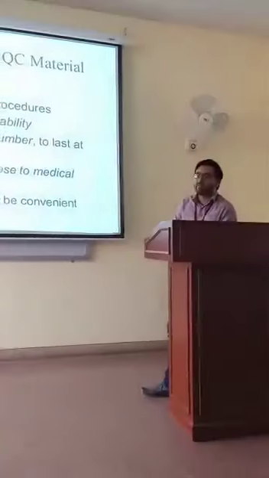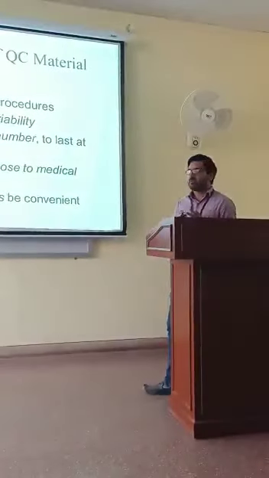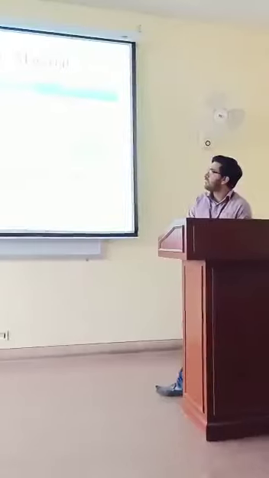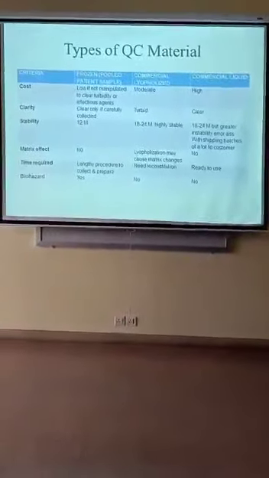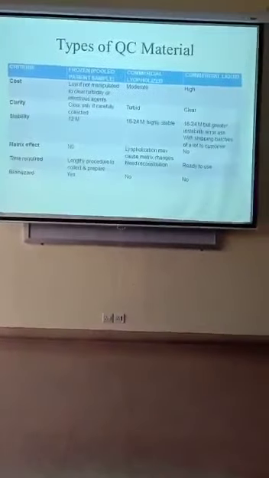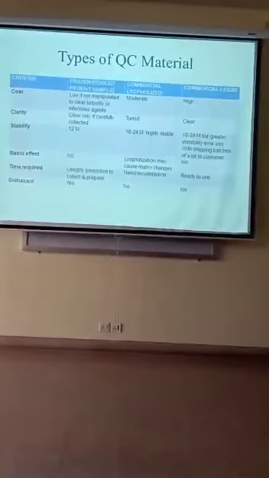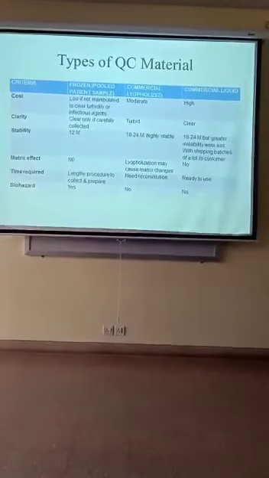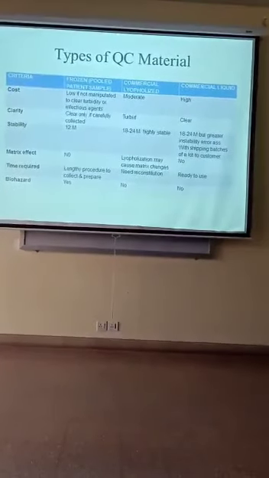These are the characteristics of a QC material. When we purchase any QC material, we will follow these characteristics. Then come the types of QC material. There are three different types of QC material. One is frozen pooled patient samples. Then come the commercial lyophilized, and in the end come the commercial liquid.